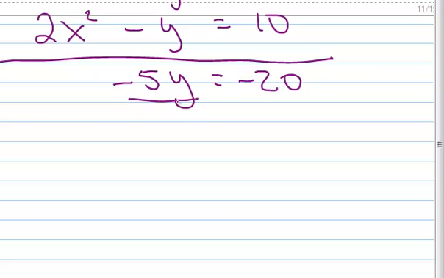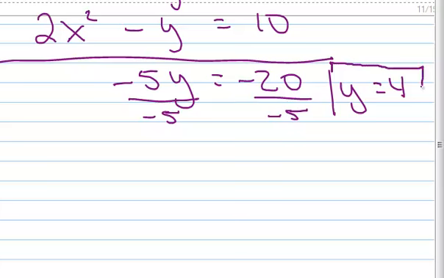And I divide both sides by -5. And then I get y equals 4. Alright, this is slightly deceiving because we got one y. You might think we have one solution, but we will not.